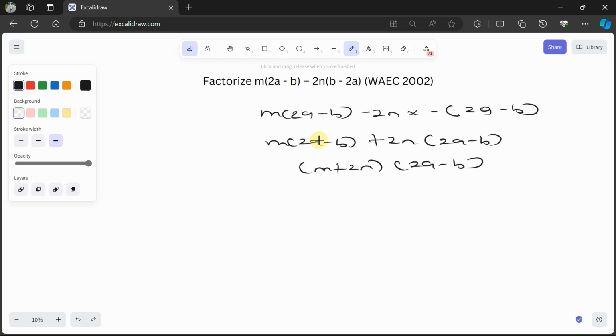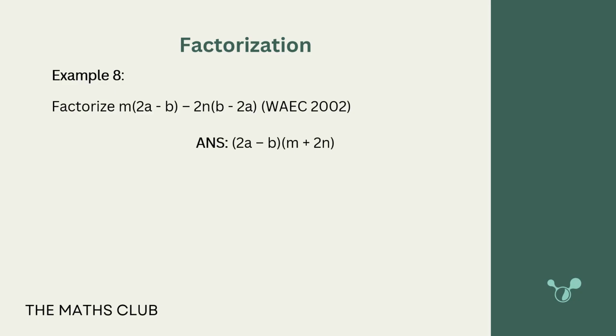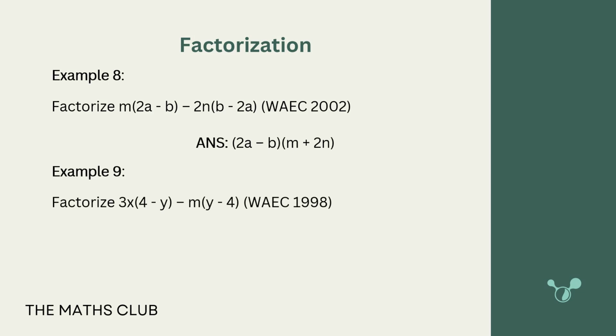So let's see if our answer is correct. 2a minus b and m plus 2n. Great. This example says that we should factorize 3x open brackets 4 minus y minus m open brackets y minus 4. Close the brackets. Pause the video and try this out yourself.